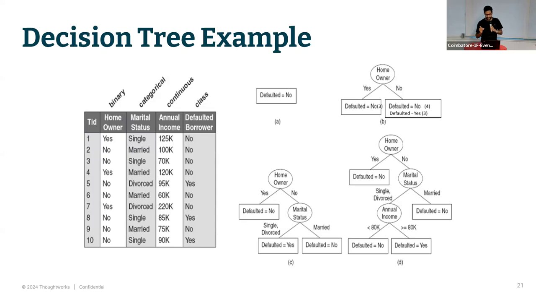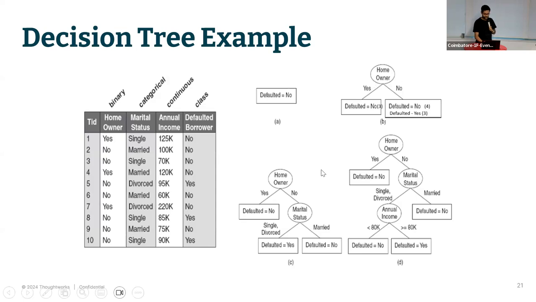Second part: if it is not a homeowner, then it has a mix. Three of them defaulted and four of them did not default. That is one understanding machines will learn in the first shot. Once that is in, it takes the next step. For those who are not homeowners, is there a relationship with the next columns? That's how the tree is constructed.